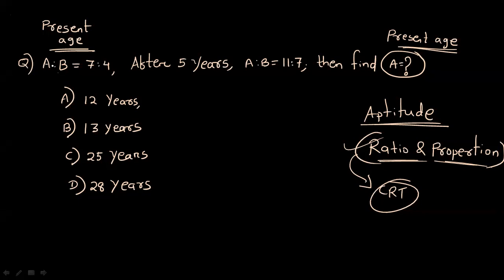The question is the current age of A and B is 7:4. The ratio between the age of A and B is 7:4 at present. After 5 years, the ratio between their ages is 11:7. Then find out the current age of A. Whether it is 12 years, 13 years, 25 years, or 28 years. What is the correct answer?